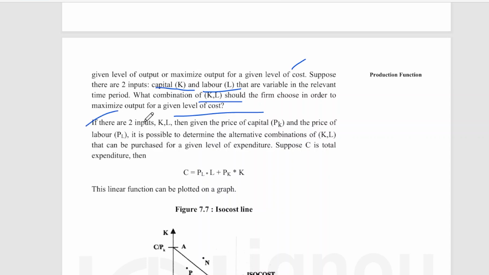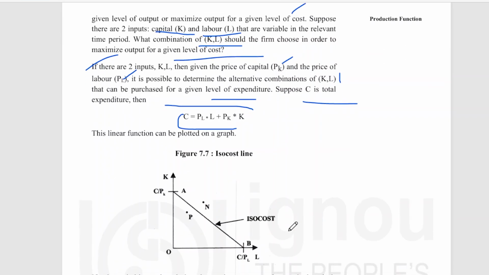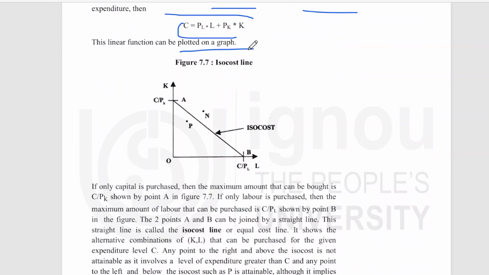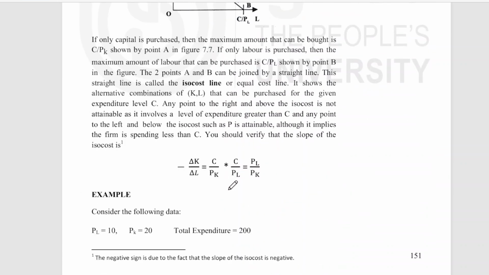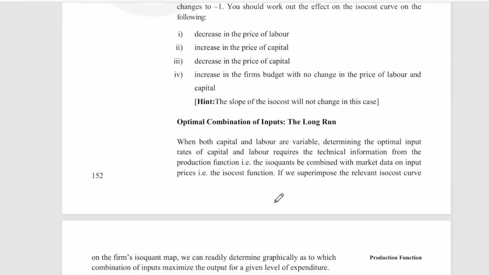If there are two inputs, that is K and L, then given the price of capital PK and the price of labor PL, it is possible to determine the alternative combinations of K and L that can be purchased for a given level of expenditure. Suppose C is total expenditure, then C is like this. Okay, so this is the equation. The linear function can be plotted on the graph. So this is the isocost line. Okay, this one. And there is an example also here. So please go through it, so it will be more clear.